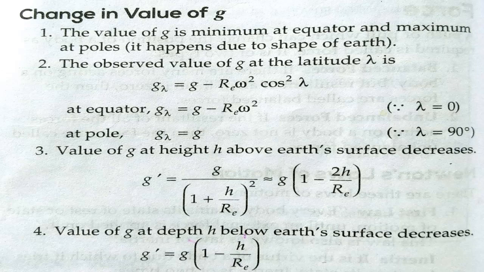At the poles, lambda is equal to 90. Therefore, small g lambda is equal to small g.